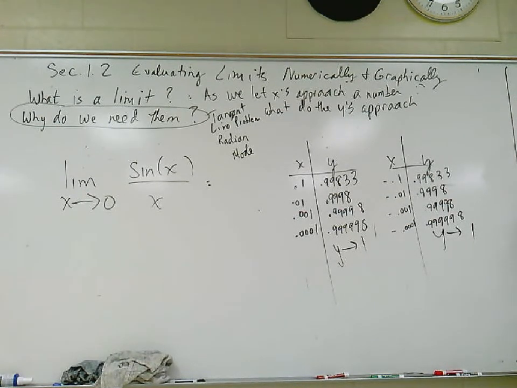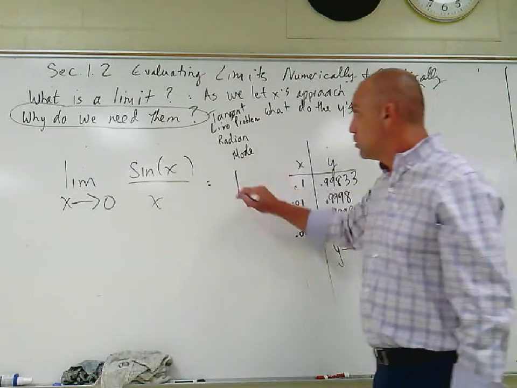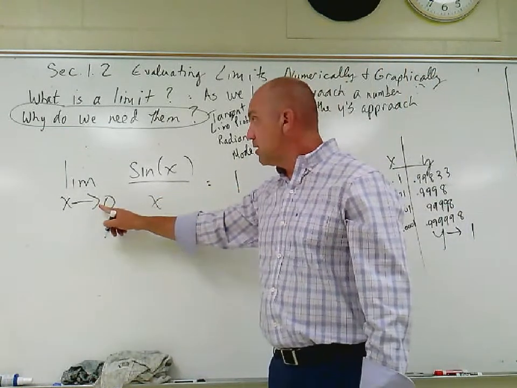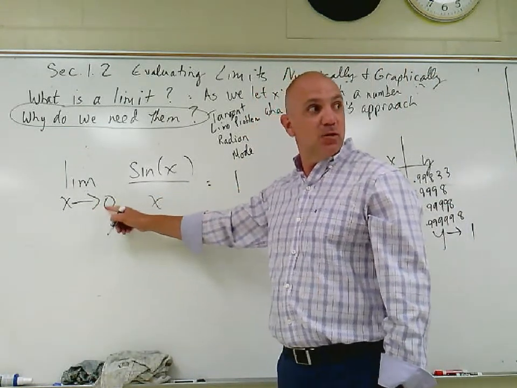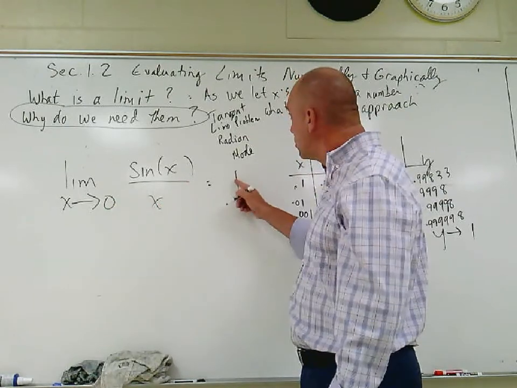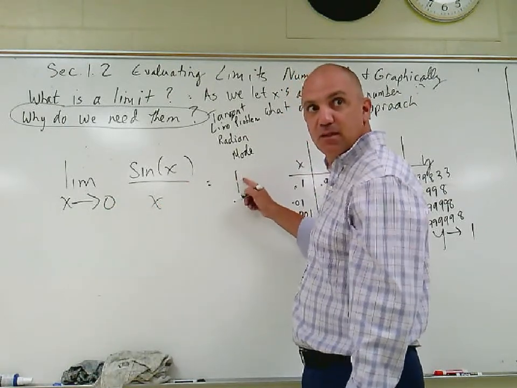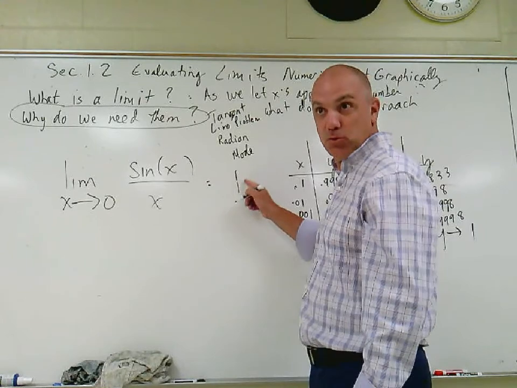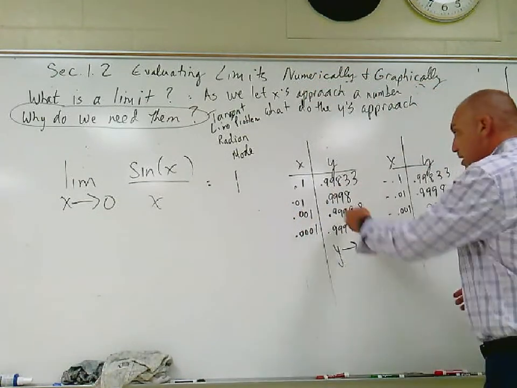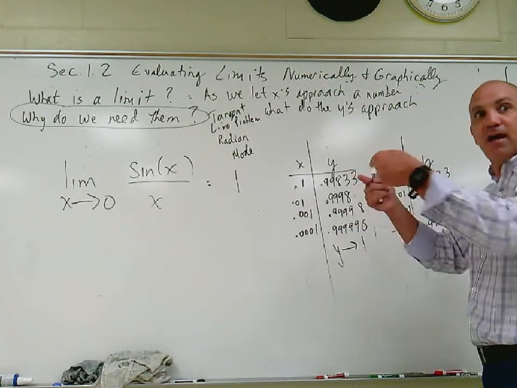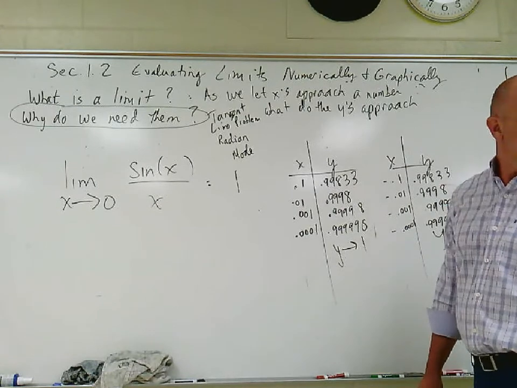So what is the answer to this problem? What do you put for your answer? Y approaches 1, so you just put 1. The question is, as you let x's get close to 0, what do the y's approach? That's what the limit is asking. What are the y's getting closer to? You're not giving 0.999, you're looking to say, hey, this is what they're getting closer to.